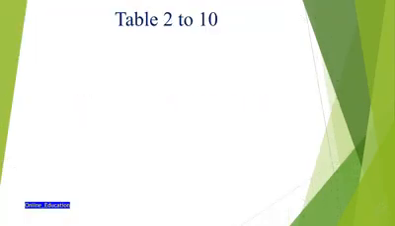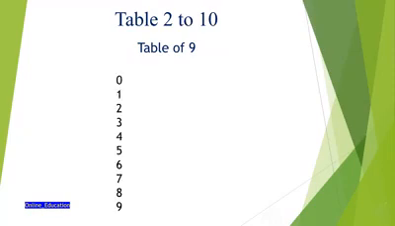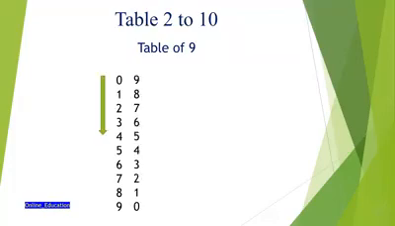In this range, the most difficult table is the table of 9. There are different ways to write the table of 9. Let's look into the easiest way to write it. Step 1. Write 0 to 9 from top to bottom as shown. Step 2. Write 9 to 0 next to it as shown. As you see, now you have to just merge the numbers next to each other and the table of 9 is ready.